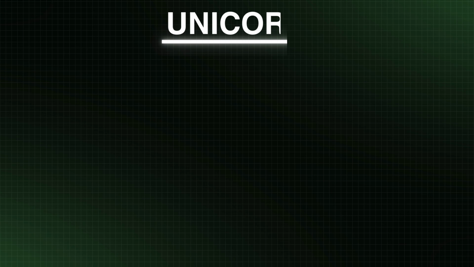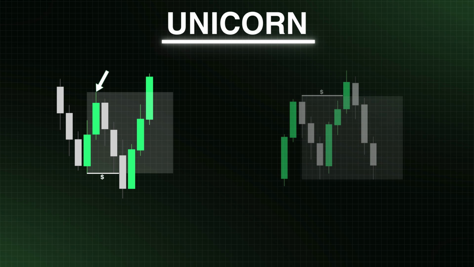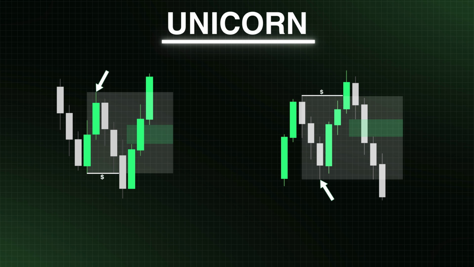Well, we want to see displacement creating a candle body closure above the breaker high in the case of a bullish breaker. In the case of a bearish breaker, we want to see displacement creating a candle body closure below the breaker low. Most importantly, we want to see that displacement create a fair value gap.